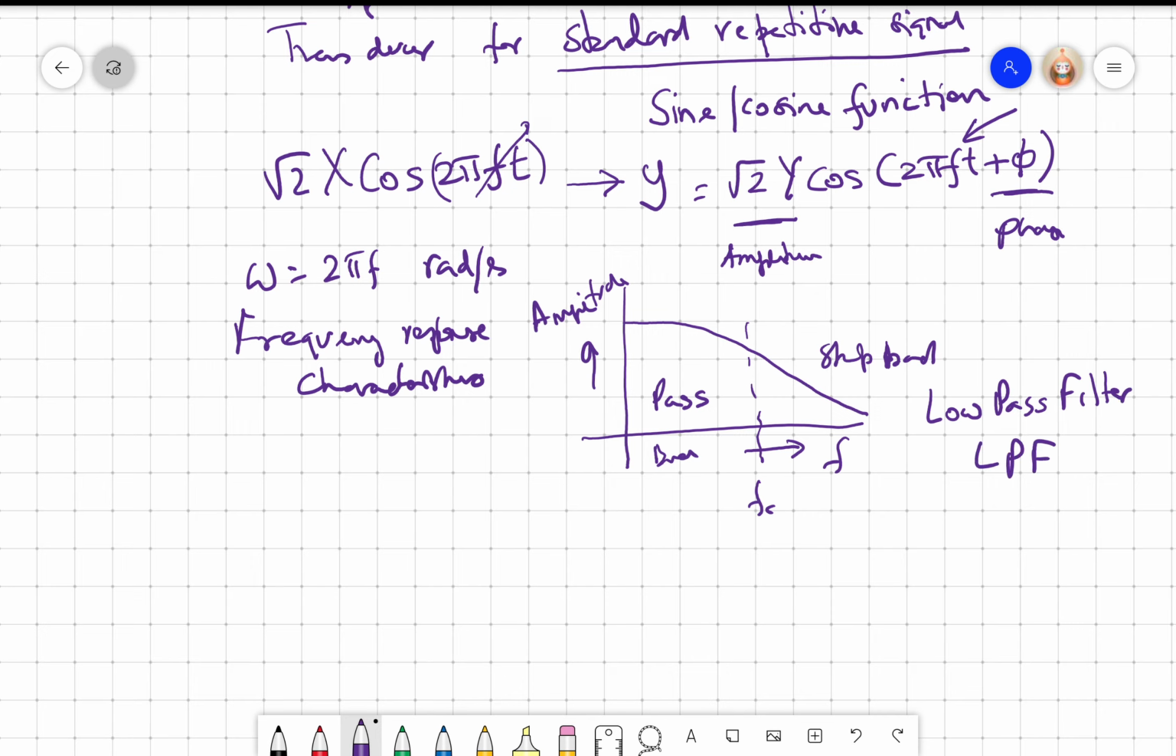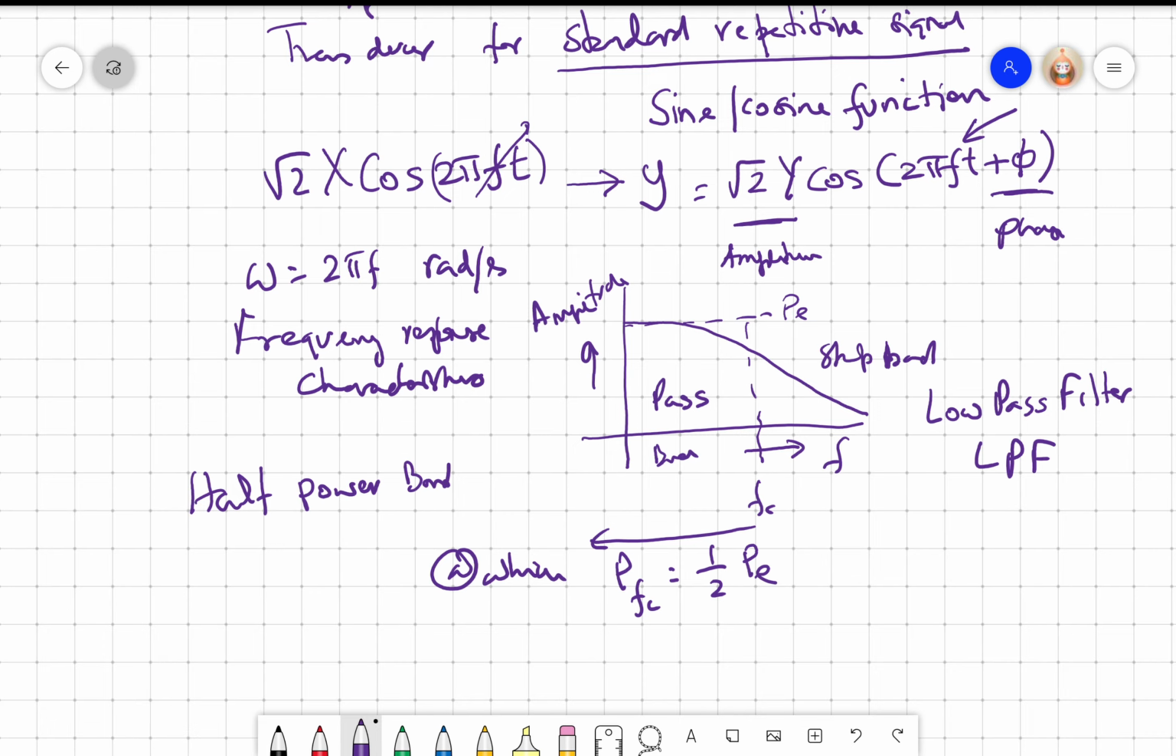The Fc is determined at which the power at Fc is half the expected power, I'll call this half PE. So the band of frequency is called bandwidth. We also call this the half power bandwidth.